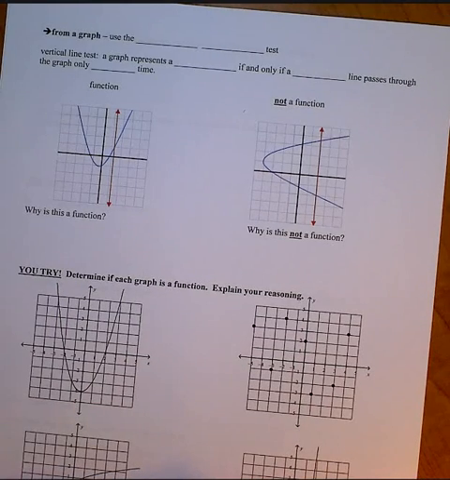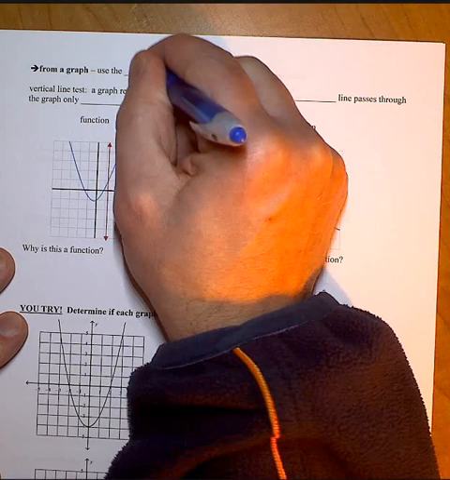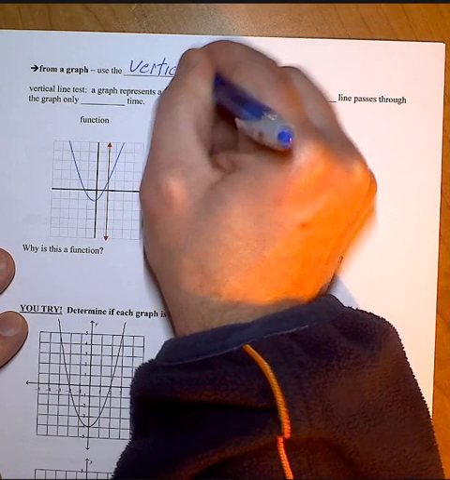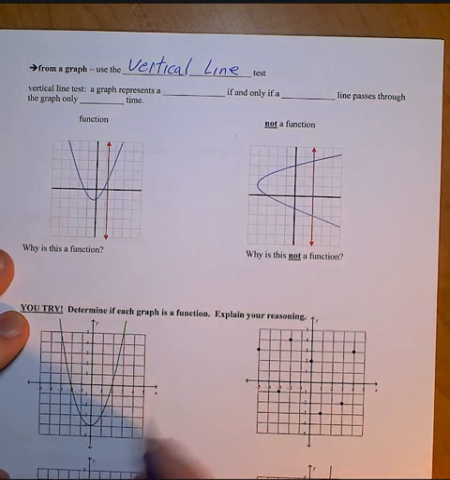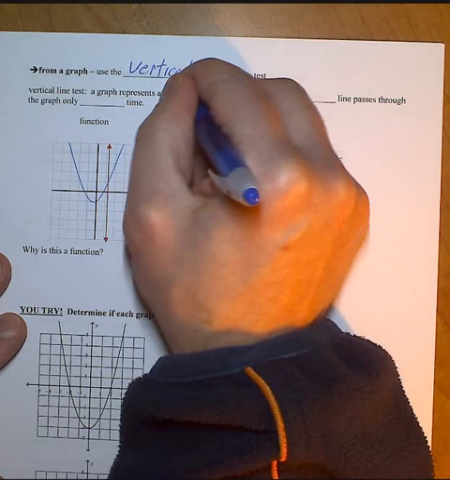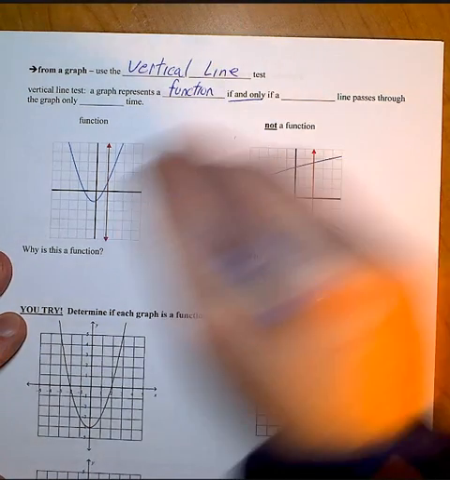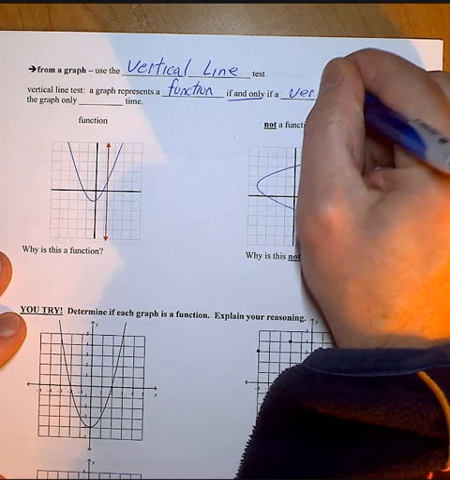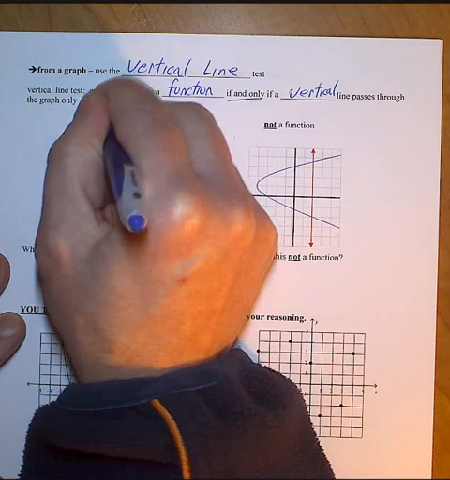Okay, we can also identify a function from a graph. So, for a graph, we're going to use what's called the vertical line test. So the vertical line test: a graph represents a function if and only if a vertical line passes through the graph only one time.